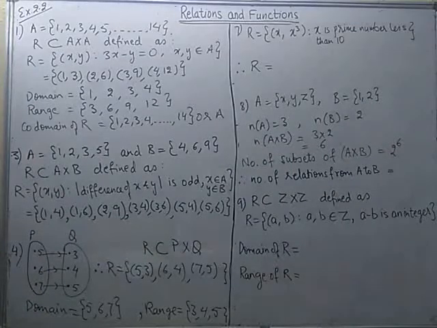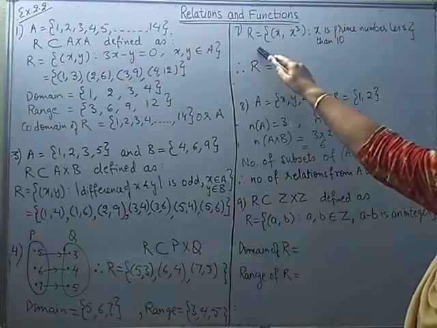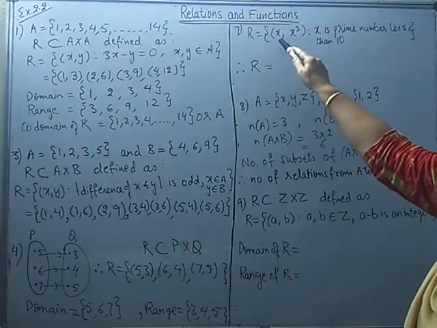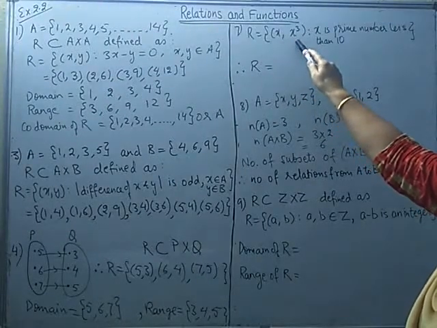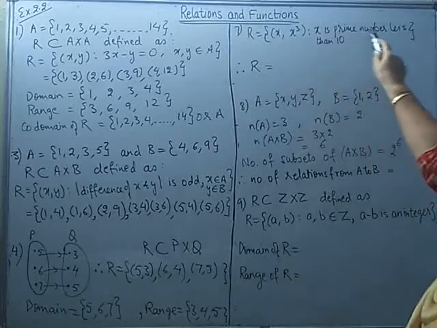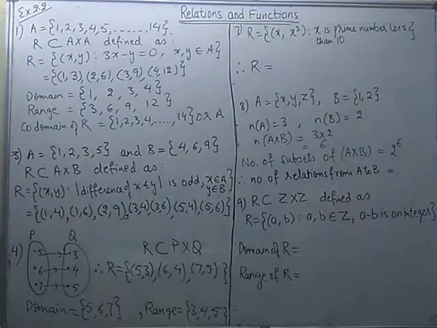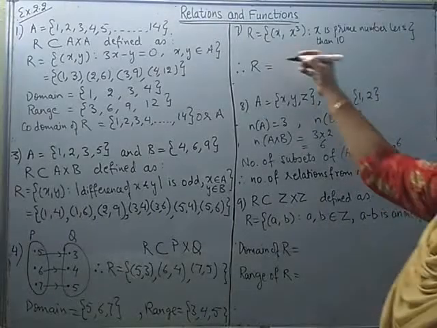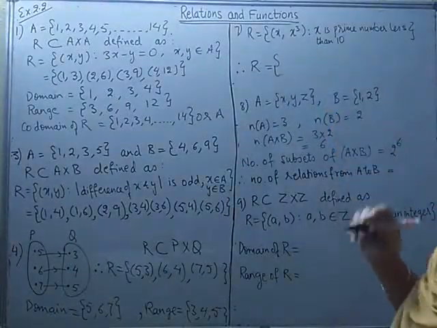So if codomain is to be defined, it will be same as the range. Then checking for 7th quickly, relation R contains pairs of the kind x and x cube, x is a prime number less than 10. So we'll assign the value to x which is given to us, and then we'll see what x cube is, so that R can be defined in roster form.